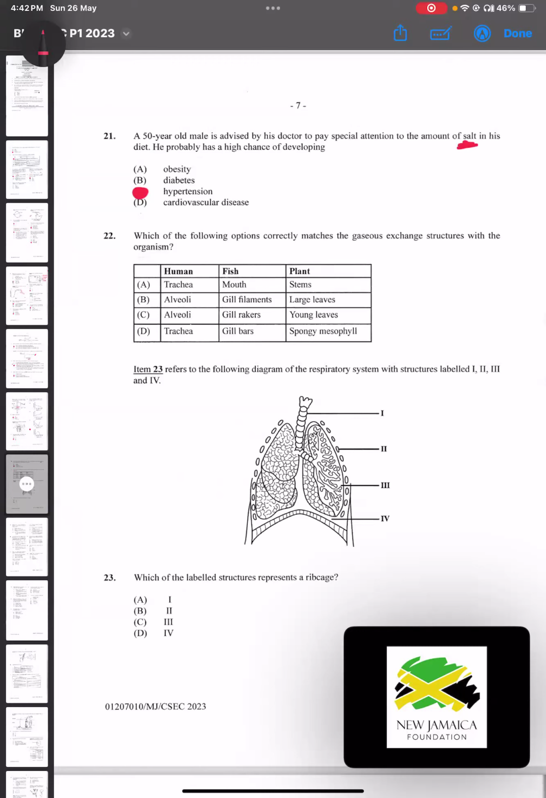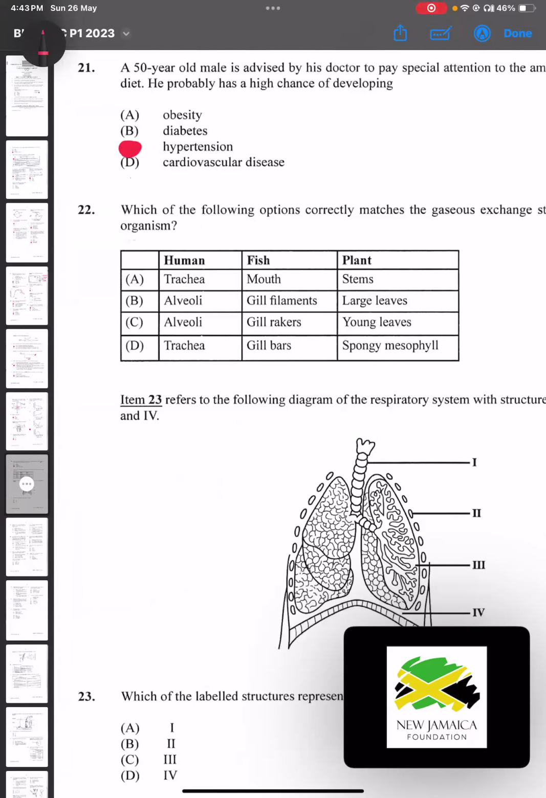22, it asks you which option correctly matches the gaseous exchange structures with the organism. So know that A and D are out because it has human as trachea, and we know that that's not where gaseous exchange happens. So it's between B and C, and our answer is going to be D. Humans use their alveoli and the fish use the gill filaments, and plants, we know that they do gaseous exchange through their leaves.